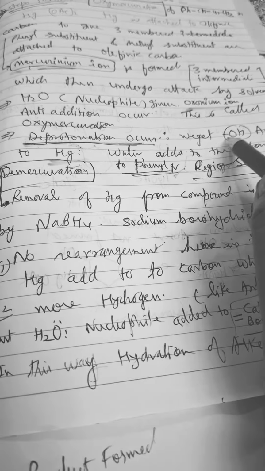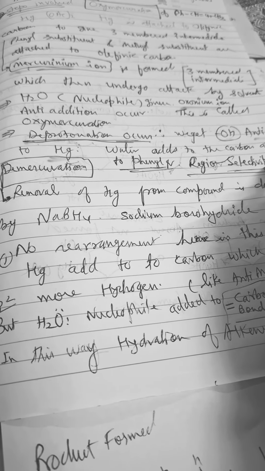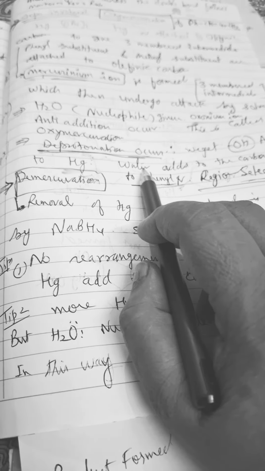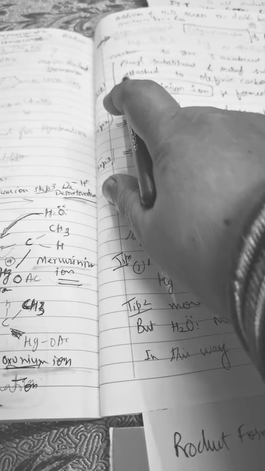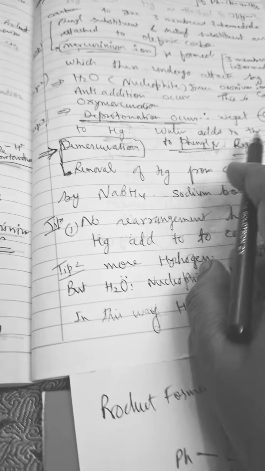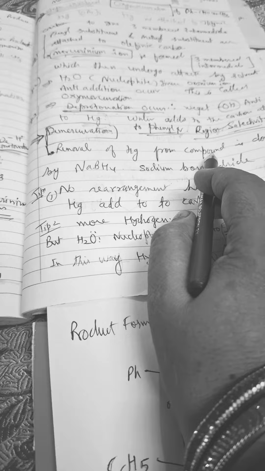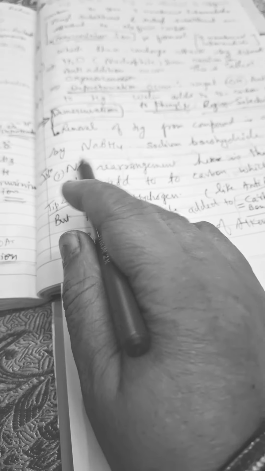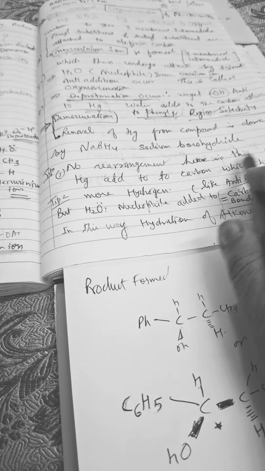So after deprotonation we get the product, and regioselectivity will be there. Because the OH group is anti to the mercury, water adds to the carbon atom which has the phenyl group. So step 1 to step 3 is known as oxymercuration, and demercuration is the removal of mercury from the compound, which is done by sodium borohydride. No rearrangement takes place here.